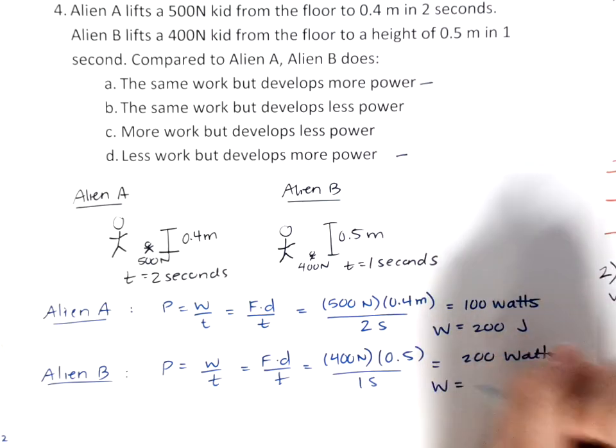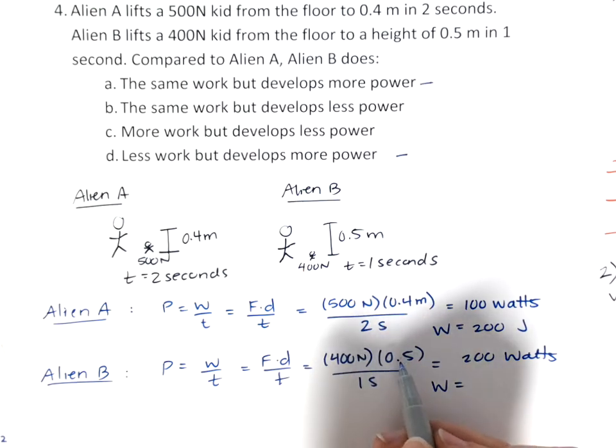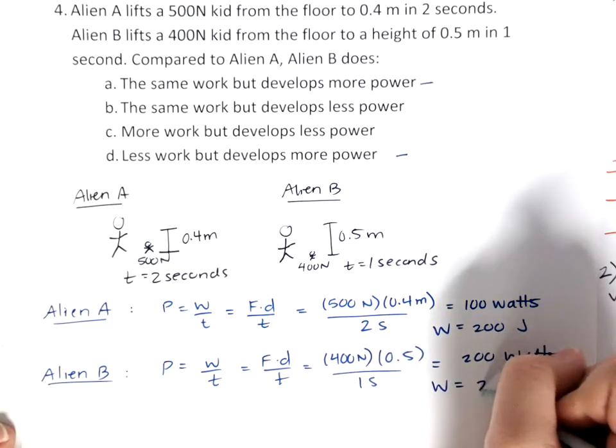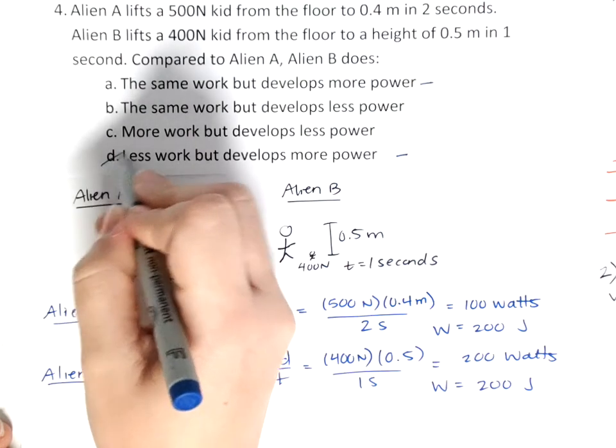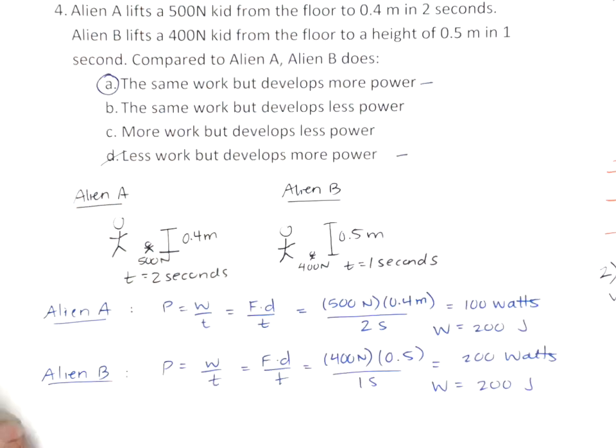And when we find the work done, work is just force times distance, so 400 times 0.5, we get 200 joules. So they do the same amount of work. So we can rule out D. Our answer choice is therefore A. They do the same work, but B develops more power, 200 watts instead of 100 watts.